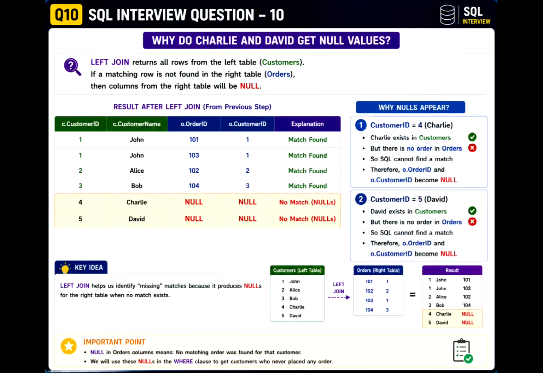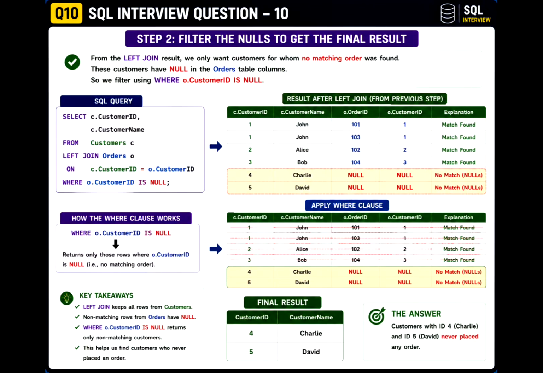First, SQL joins customers and orders using customer ID. After the left join, the result looks like John 101, John 103, Alice 102, Bob 104, and Charlie and David with null values. Notice that Charlie and David have null values, right? So the where clause, where O dot customer ID is null, returns only rows where no matching order exists. Based on the where clause, you get the answer.